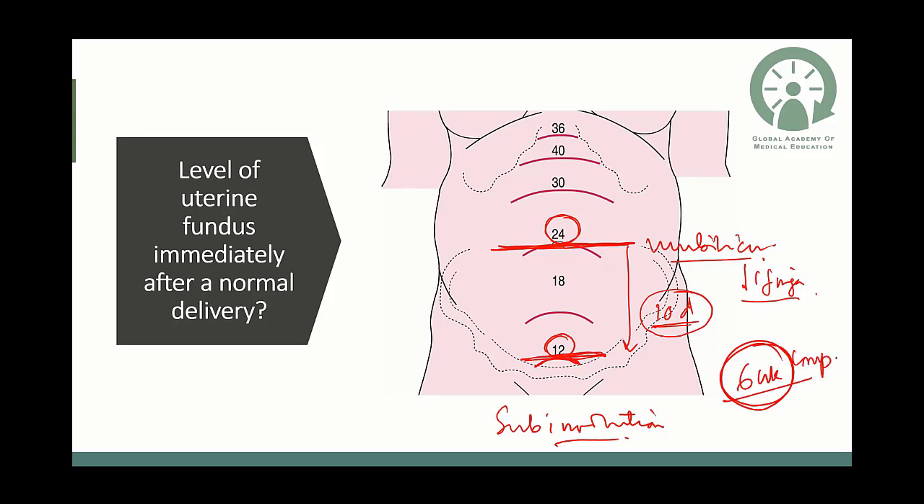So it is pelvic by 10th day, and immediate postpartum it is at the level of umbilicus, which is 24 weeks. After 10 days it is just palpable, or it has just become pelvic. That corresponds to a 12-week uterus, and after 6 weeks the involution should be complete.